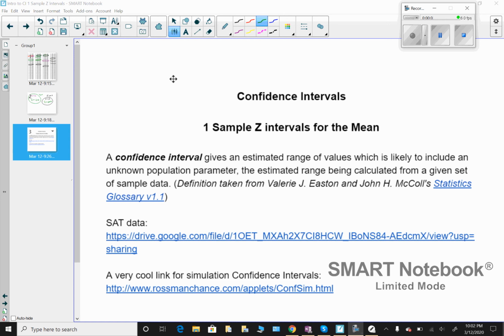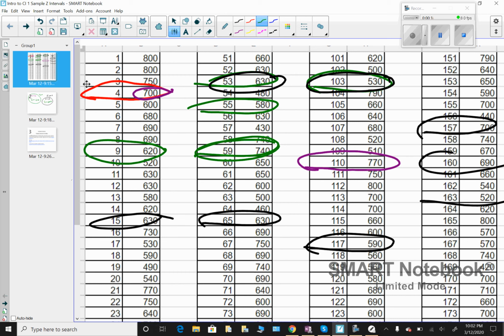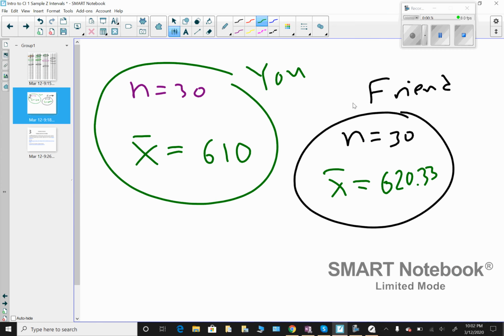Hi. So we're going to start talking about something called confidence intervals as a way to help us deal with the sampling variability problem that all statisticians have. If you remember, we talked about two friends who were randomly picking 30 people from this list of SAT scores. And if you look at all the green circles, that was the beginning of the sample from the first person who was pulling these SAT scores out of the population. And then all the black circles are some of the data points that resulted when the friend picked 30 people.